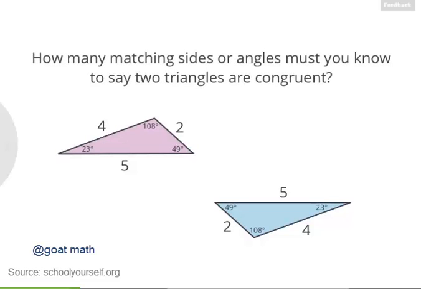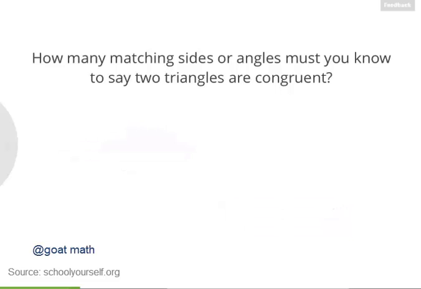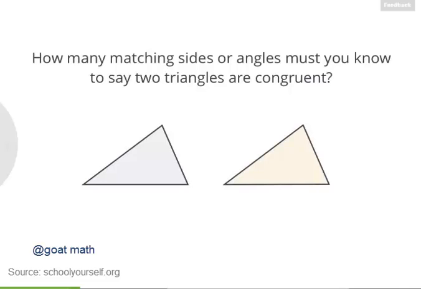How many matching sides or angles must you know in order to say that 2 triangles are definitely congruent? For example, suppose you have 2 triangles. They may look congruent, but you can't be 100% sure. Maybe this side here is ever so slightly shorter than this side over here. But let's say you want to find out if they're really congruent.